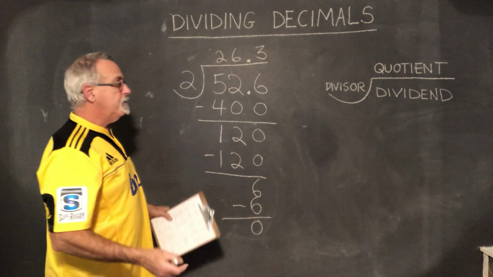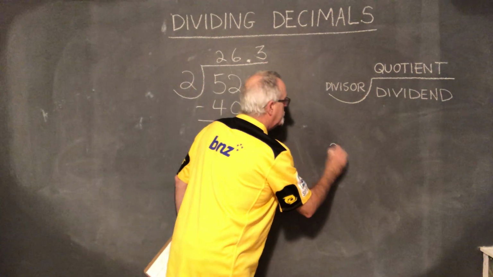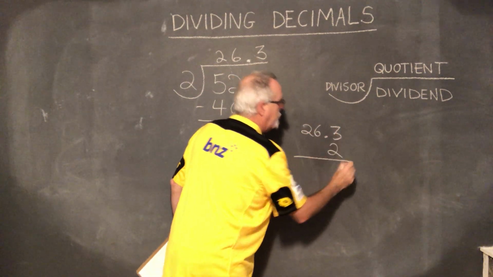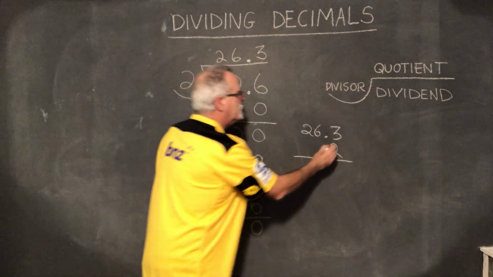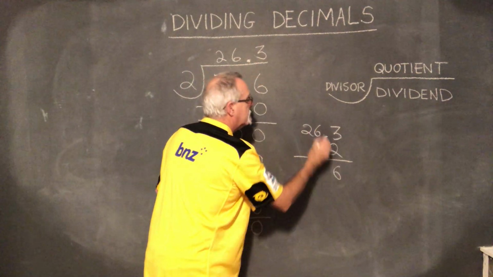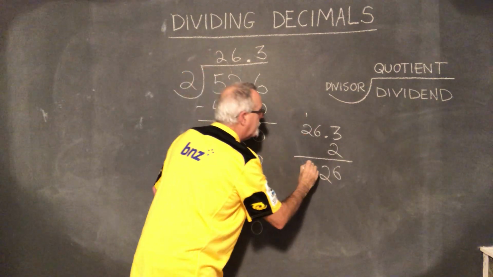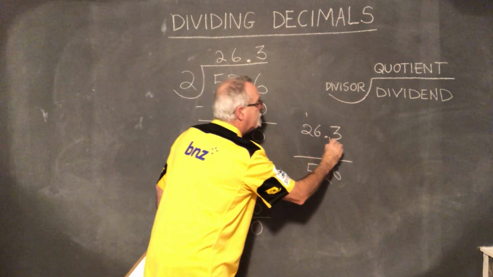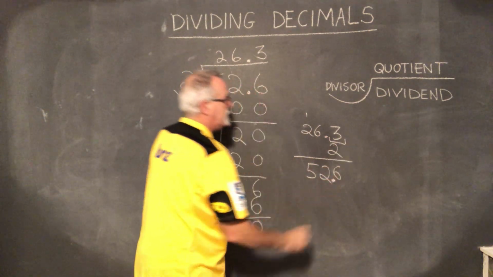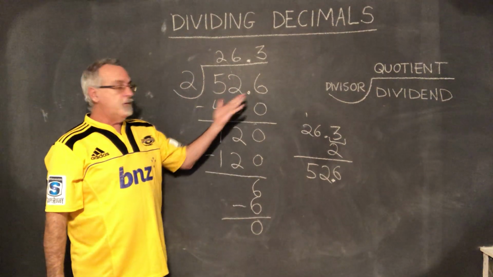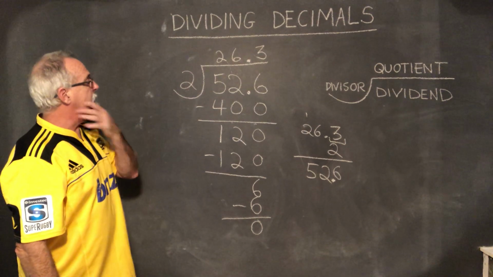And of course, I can verify. 2 times 26.3, lining it up the way I line up multiplications. 2 times 3 is 6. 2 times 6 is 12, so I write the 2 and I carry a 1. 2 times 2 is 4, plus the 1 I carried is 5. I only have one decimal digit, so I need one digit to the right of the decimal, and I get 52.6, which was my dividend in the original question. The verification proved that I did it right.